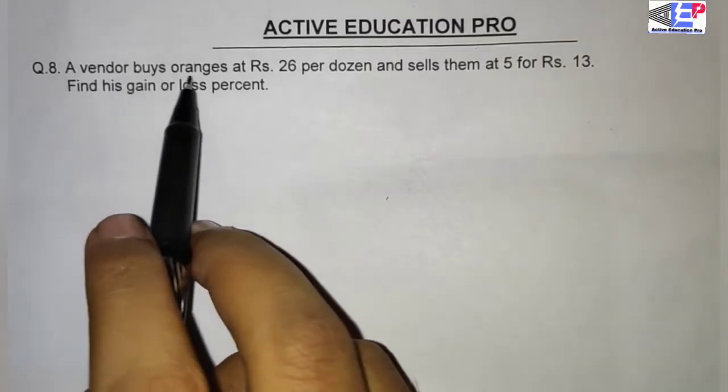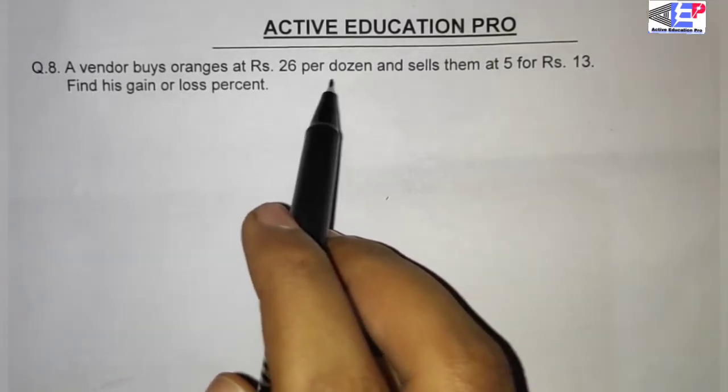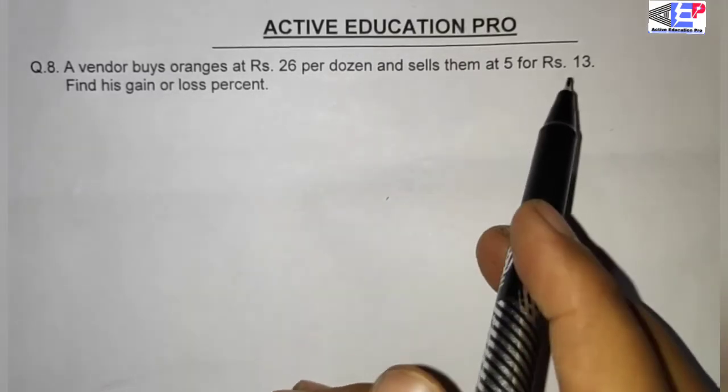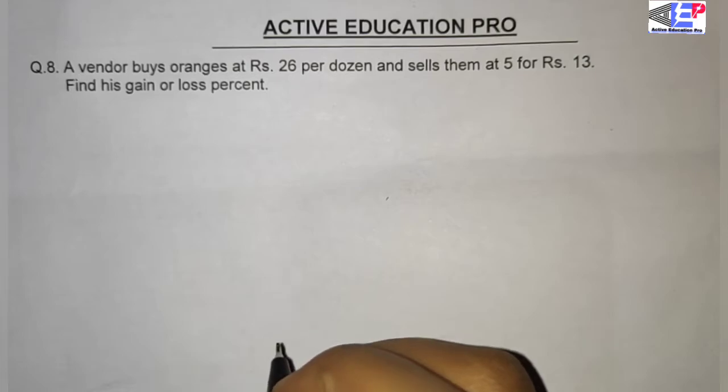A vendor buys oranges at rupees 26 per dozen and sells them at 5 for rupees 13. Find the gain or loss percentage.